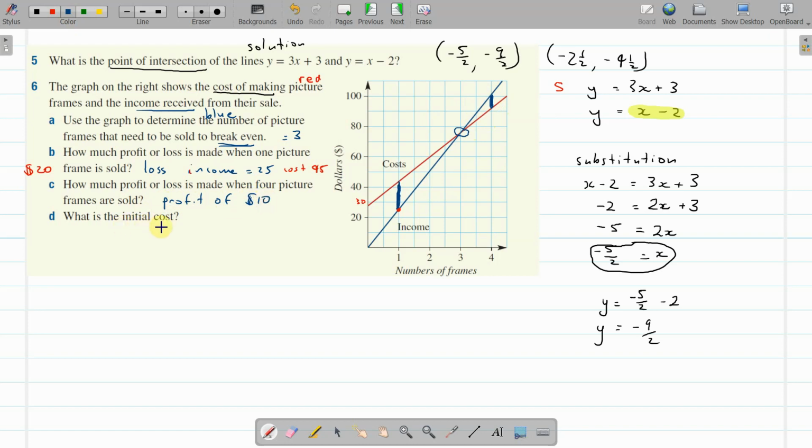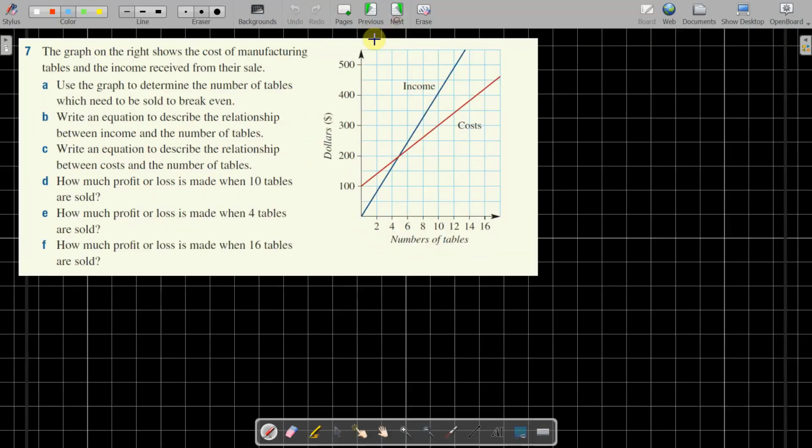What is the initial cost? Okay, initial cost is when nothing has been made, and so that's here, and the costs start, it looks like, at about 28. So I'd say 28, although they probably need to do their scale better to make it a bit more accurate to read off. That'd be my guess there. So 28 is the initial cost. It's this bit here where it begins before anything's made. Okay, next one.